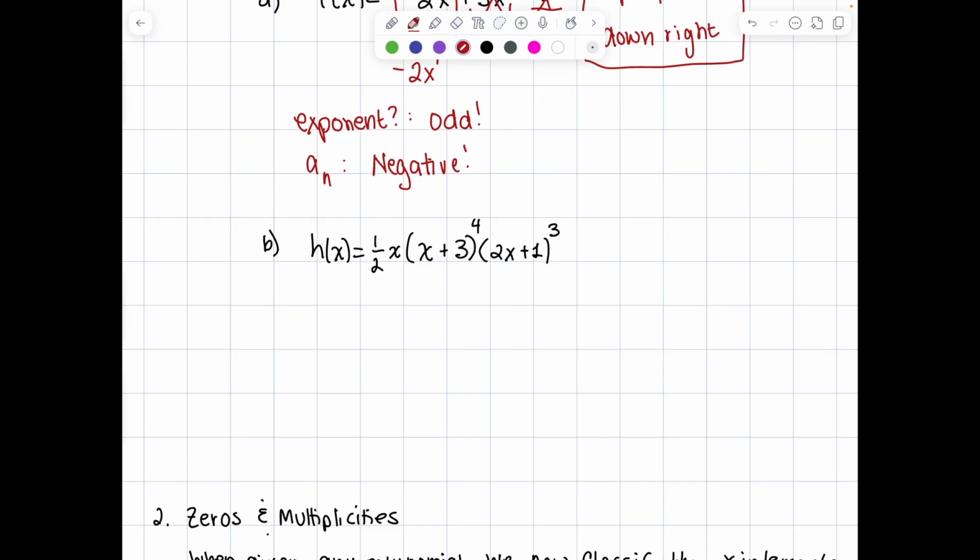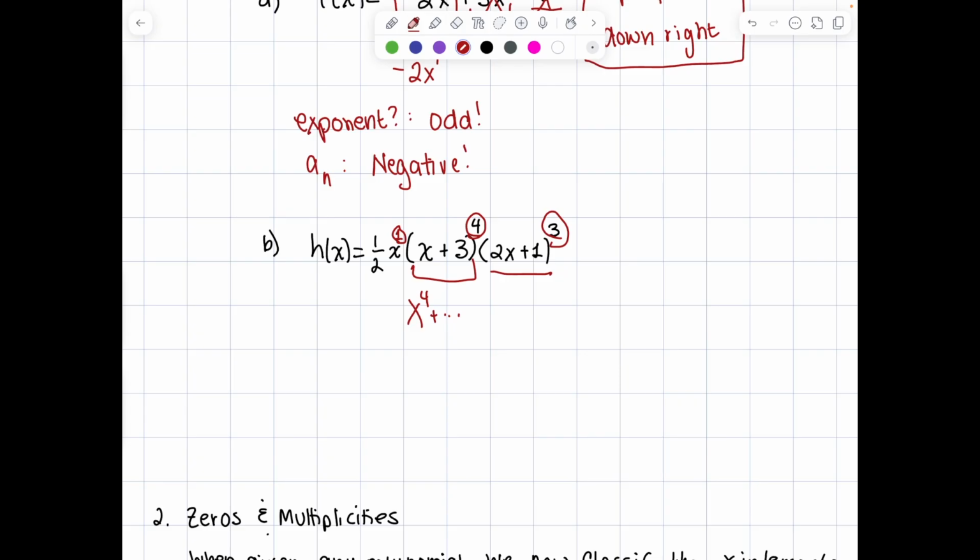B. H of x equals 1/2 x times (x plus 3) to the 4th times (2x plus 1) to the 3rd. So first thing we look for is our leading term, and we notice that we don't have a leading term. So what we have to do is count up these exponents that we have. And then don't forget this one out here. So I have 3, 4, and 1. If I were to multiply all of those powers together, if I were to FOIL this out, I'd get x to the 4th plus other things that I don't care about.